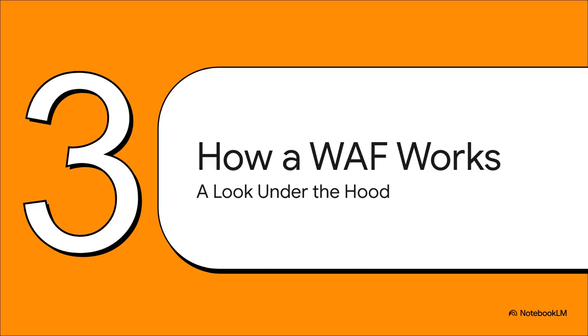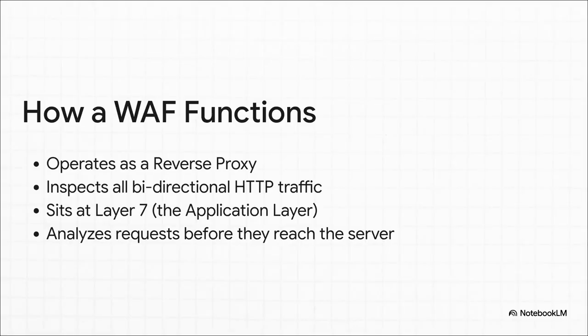So how exactly does this specialist security guard do its job? Let's pop the hood and take a look at the mechanics. So, like we said, it's a reverse proxy, sitting right at the edge. It lives at layer 7 of the network model. That's the application layer. This is super important because that's where the actual data, the content of your conversation with the web app, exists. The WAF grabs all that traffic, both coming in and going out, and analyzes it for anything malicious before it ever gets a chance to hit the real web server.